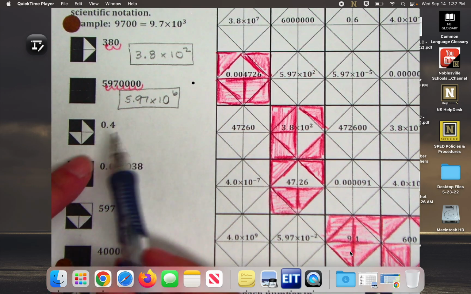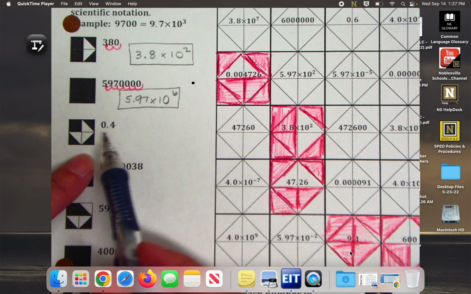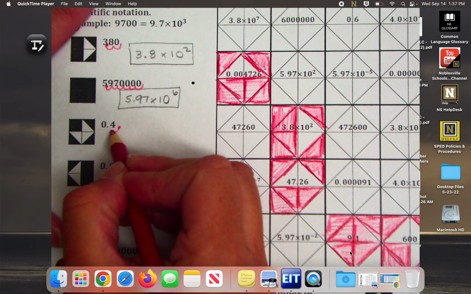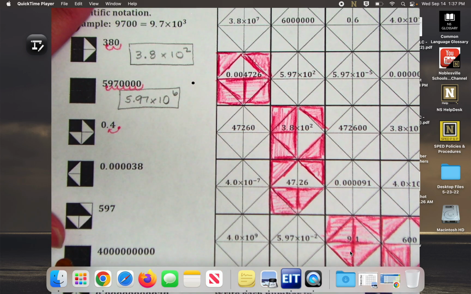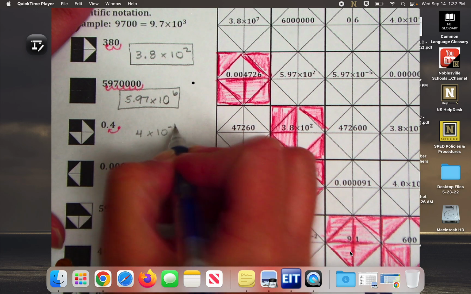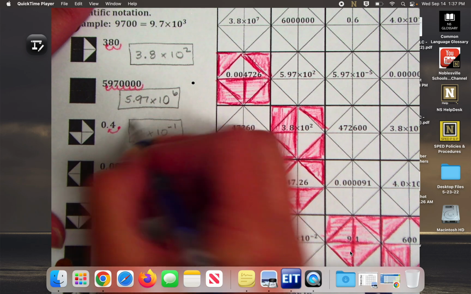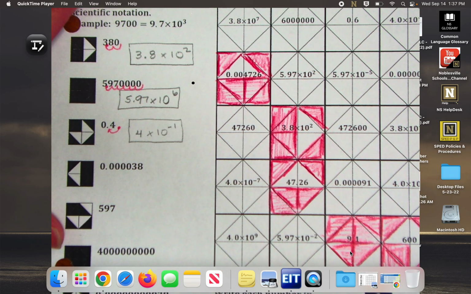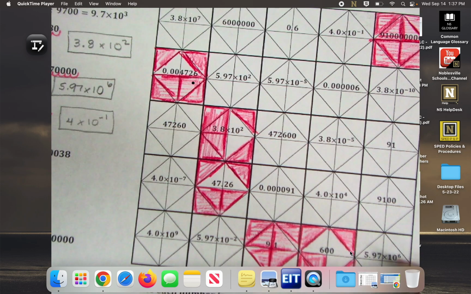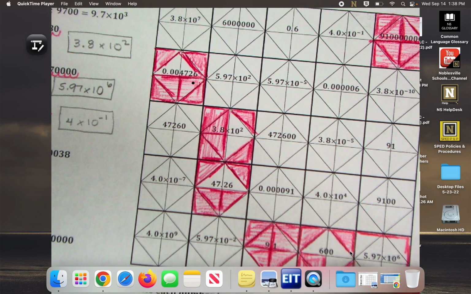Okay, so this is considered a small value because it already has a decimal in it. So I'm going to put my new decimal behind the 4. I would move it 1 to the left. 4 times 10 to the negative 1 because I moved the loop to the left. It's right up here in this corner. Oops, I forgot to color the other one in too. This was all the way filled in down here in this corner.